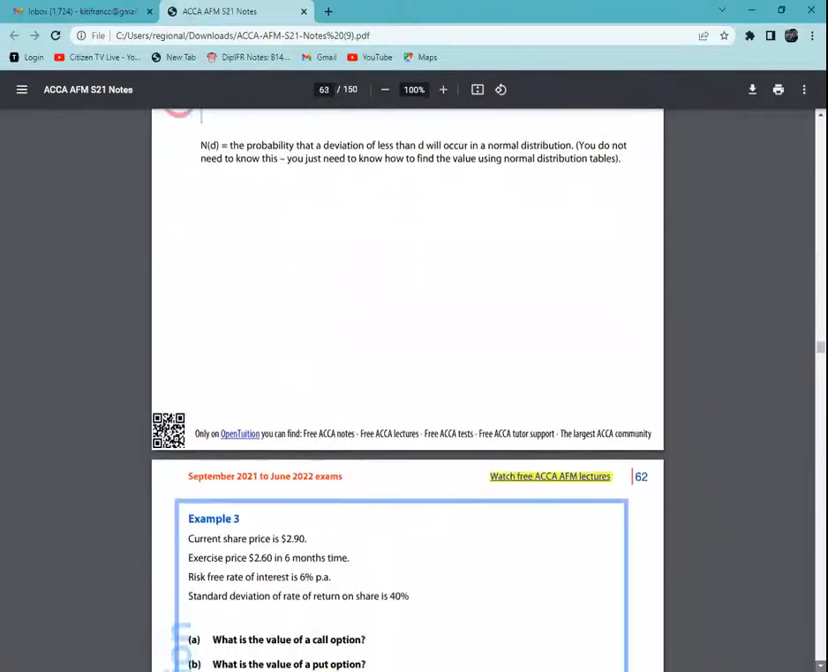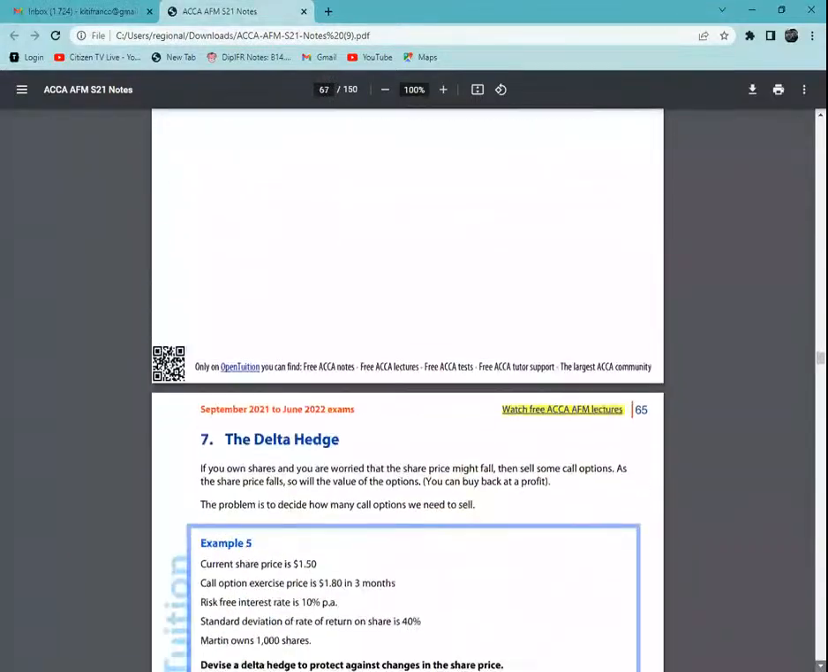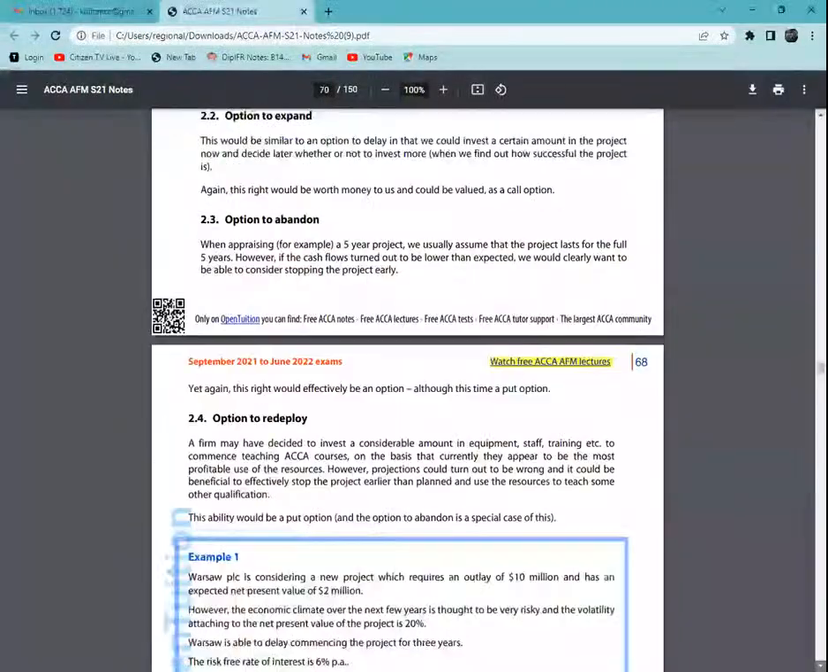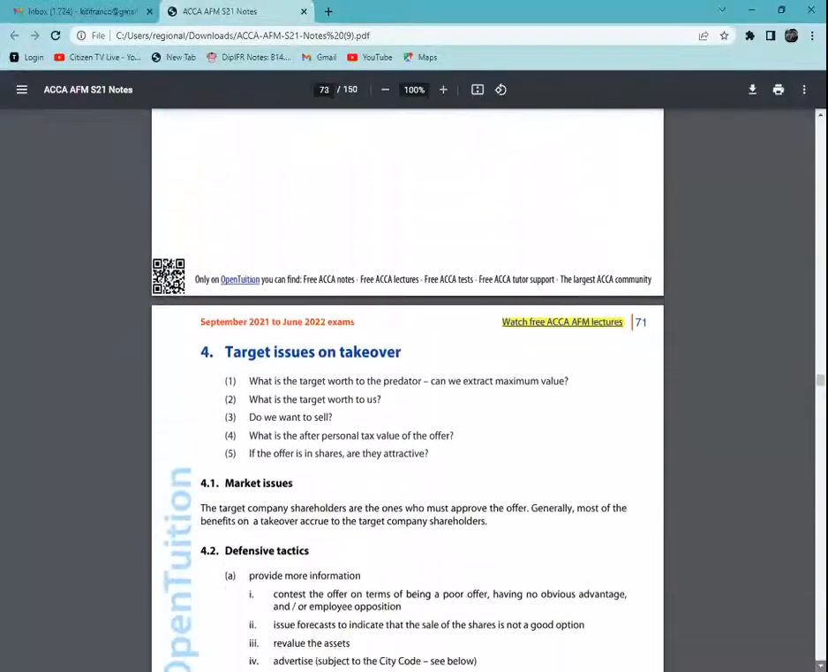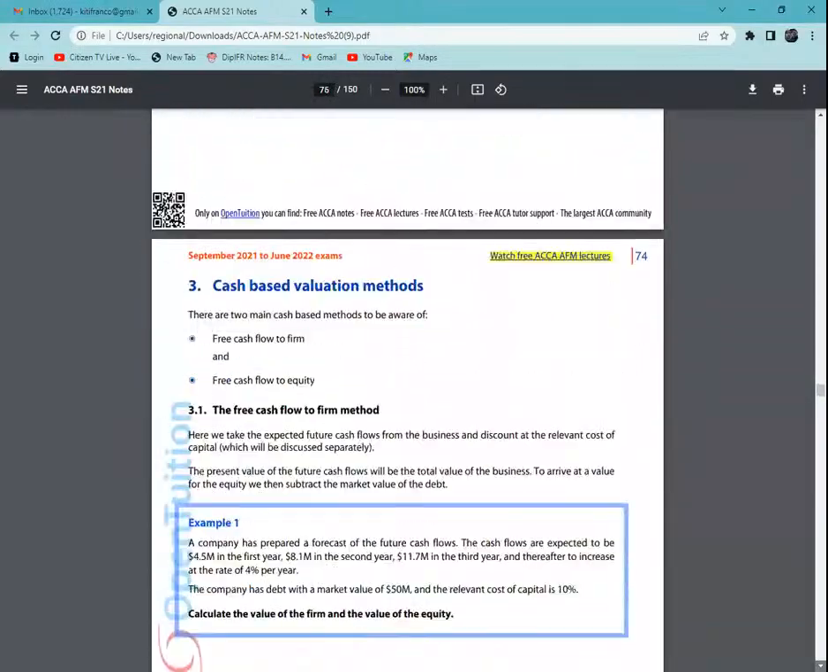These are very good areas. Real options, very nice for you people. Great.